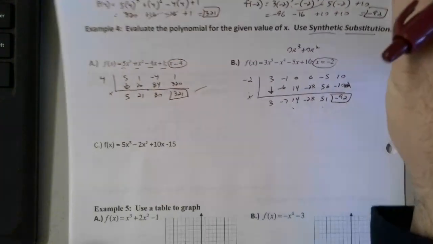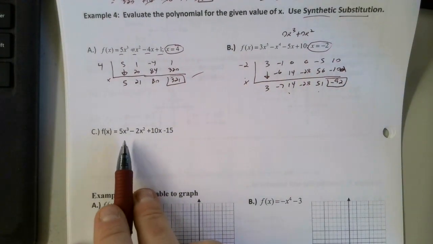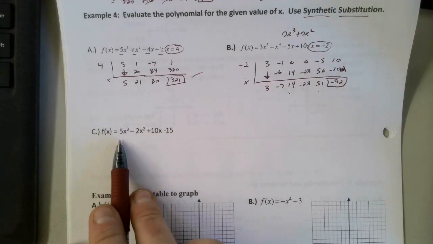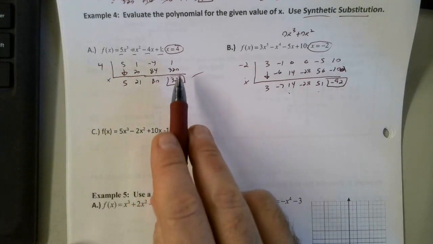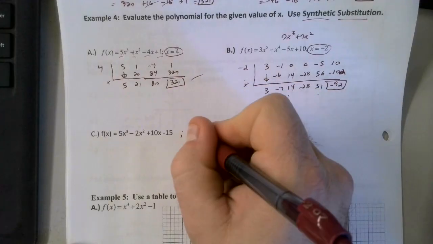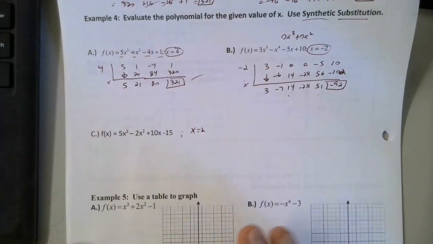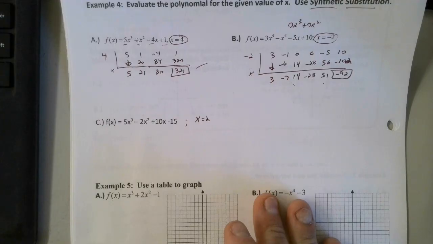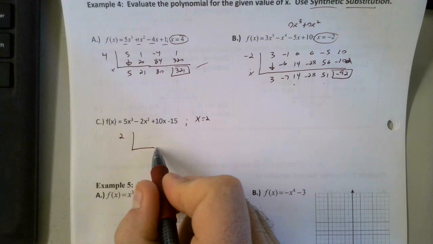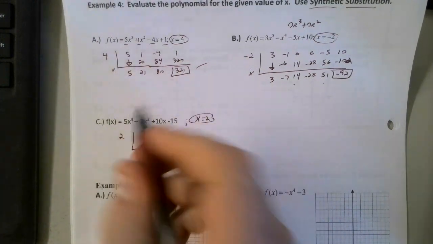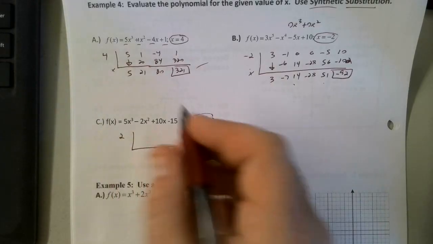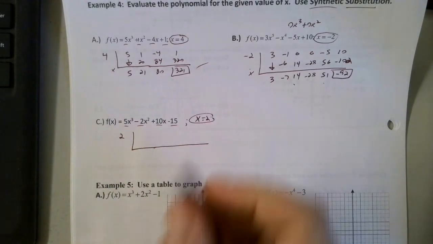So let's try one on our own. If I was given a similar problem, let's pick any number to evaluate this polynomial. They don't give us one, but we're going to give you a value of x. So let's say we want to evaluate when x is 2. What you can do is use synthetic division, or we call it synthetic substitution here, where you take the value and plug it in.